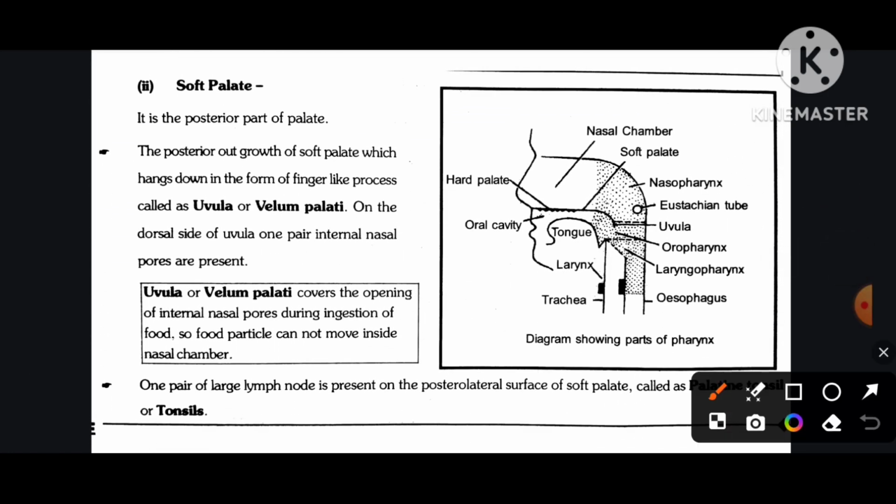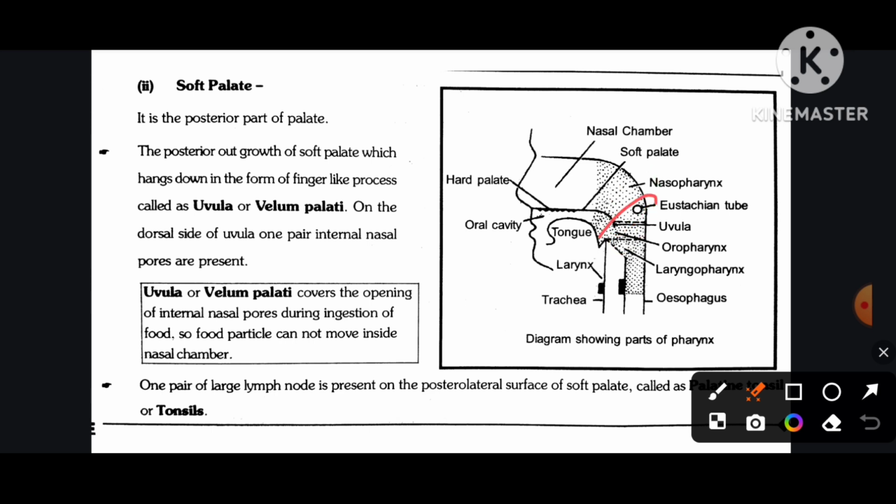Number 2, soft palate. It is the posterior part of palate. The posterior outgrowth of soft palate which hangs down in the form of a finger-like process is called uvula and velum palati. On the dorsal side of uvula, one pair of internal nasal pores is present. Uvula or velum palati covers the opening of internal nasal pores during ingestion of food, so food particles cannot move inside the nasal chamber. One pair of large lymph nodes is present on the posterolateral surface of soft palate, called palatine tonsil or tonsil.